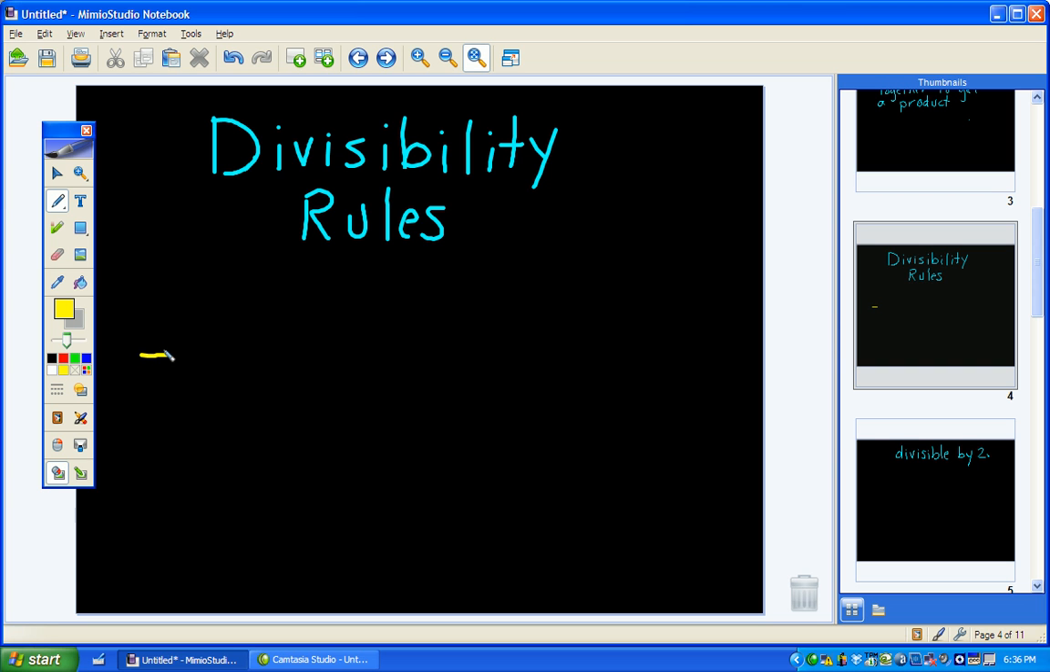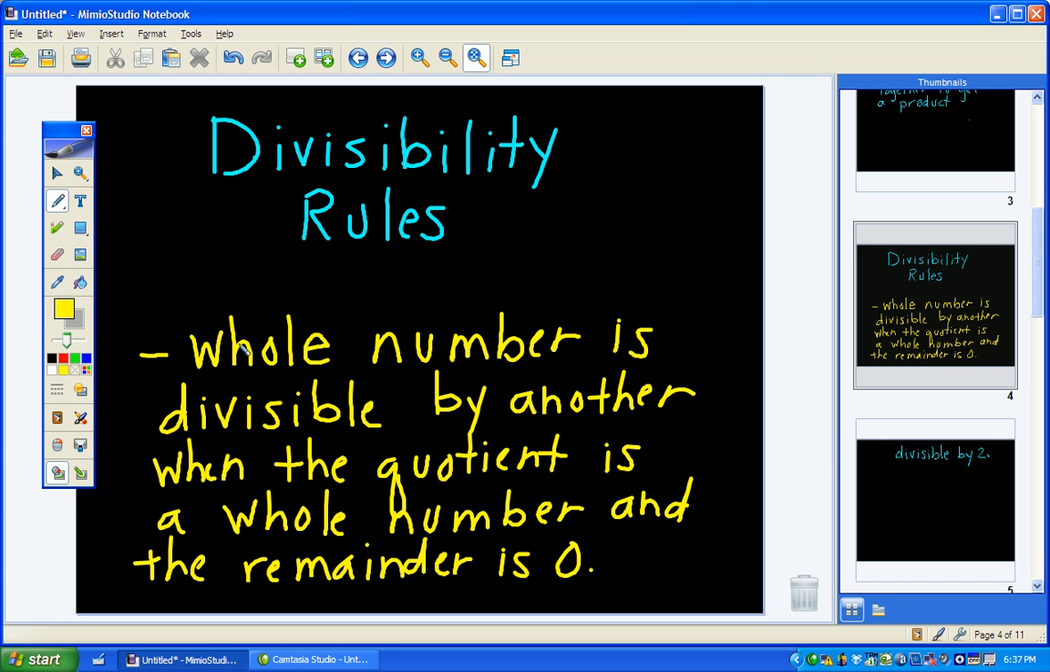Inside the tab for divisibility rules, we're going to write what it means to be divisible. A whole number is what we're talking about. So when a whole number is divisible by another number, that means that the quotient is a whole number and the remainder is 0. So that means if I divide a number into another number and I get no remainders, then it was divisible by whatever I divided by.